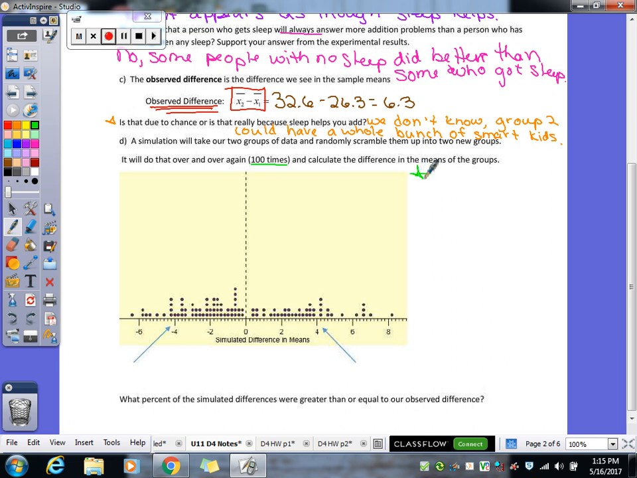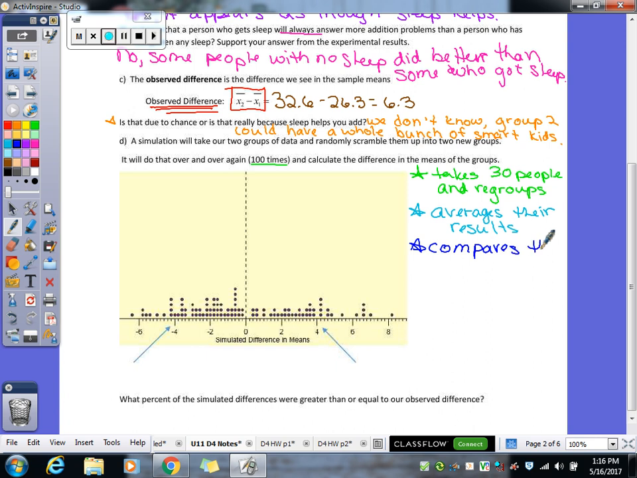So again, what this does is it takes the 30 people and regroups them. So again, in those groups, you have some with sleep, no sleep, some that have sleep and no sleep in the other group too. So regroups them. It then averages their results, just like we averaged their results up above, but once they're regrouped, it just finds the average of that new group. So it then compares the new groups.